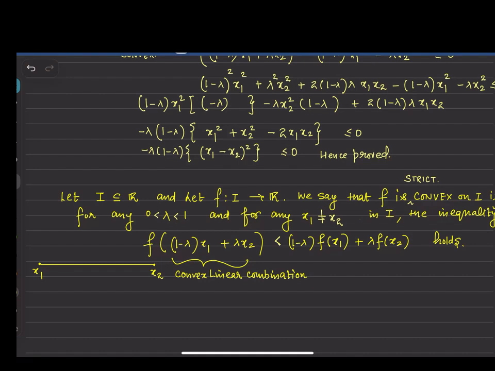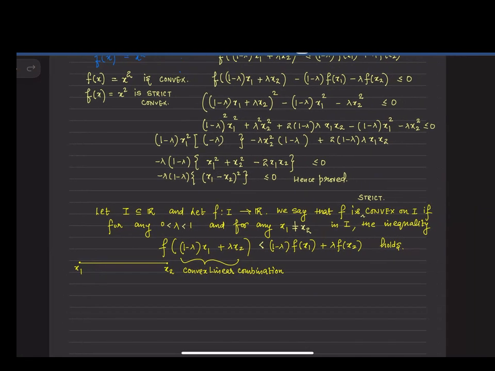What do we allow in convex? It is allowed that x1 can be equal to x2. The inequality can be non-strict. Lambdas can be 0 or 1 also. But in this, every part that was equal to has been removed. I removed it from here, removed it from here. These two could be equal earlier, now they are strictly not equal. Because it is strict, the function becomes a strict convex function. So f(x) equals x square is a strict convex function.